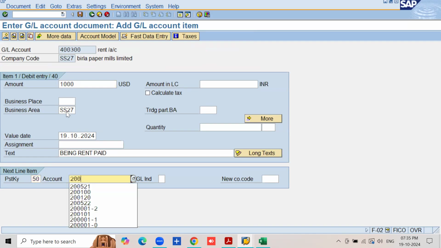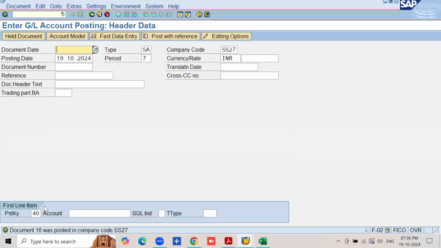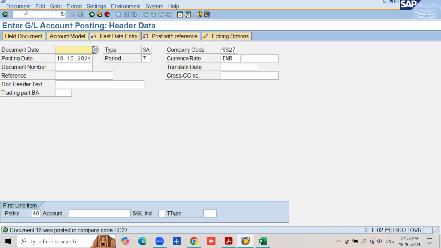Posting key 50. Account is 2100000. Click on enter. Amount is as this. Business area SS27. Text please. Click on save. See, document 16 was posted in the company code SS27. Now, go to menu document, click on display. Let us display this document.